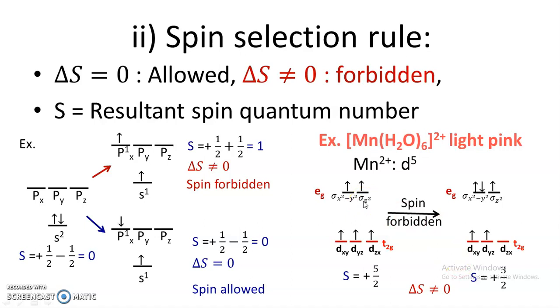Now the third important selection rule is that simultaneous excitation of two or more electrons is forbidden. The meaning of this is, suppose there is excitation of two electrons at a time from the t2g level to the eg level, that is highly forbidden. So simultaneous excitation of two or more electrons is forbidden. So this is the next selection rule, and these are the selection rules.